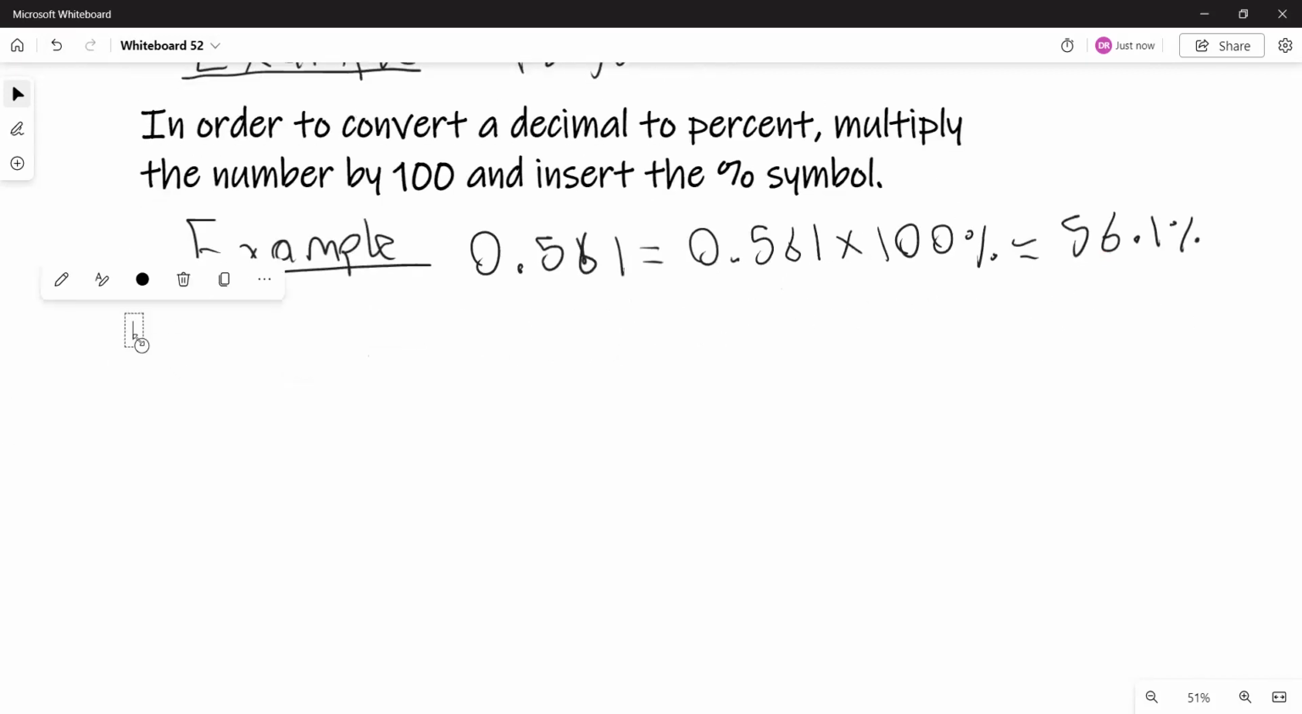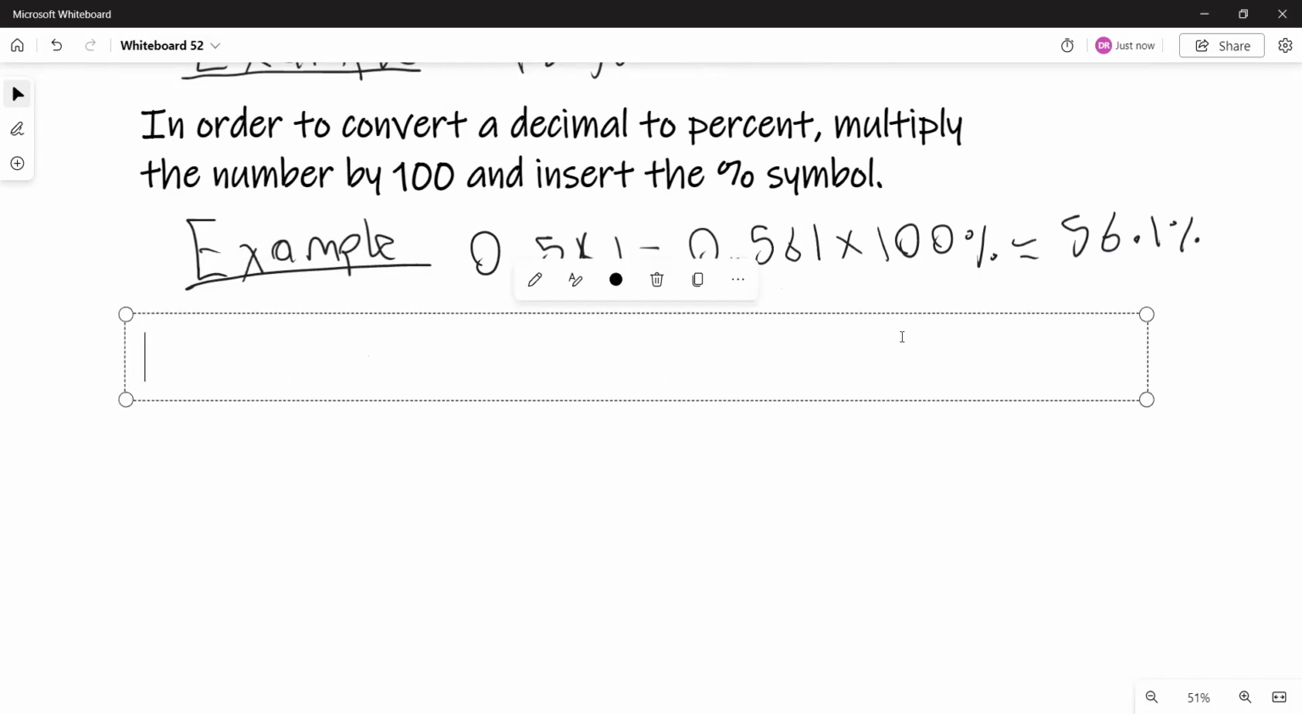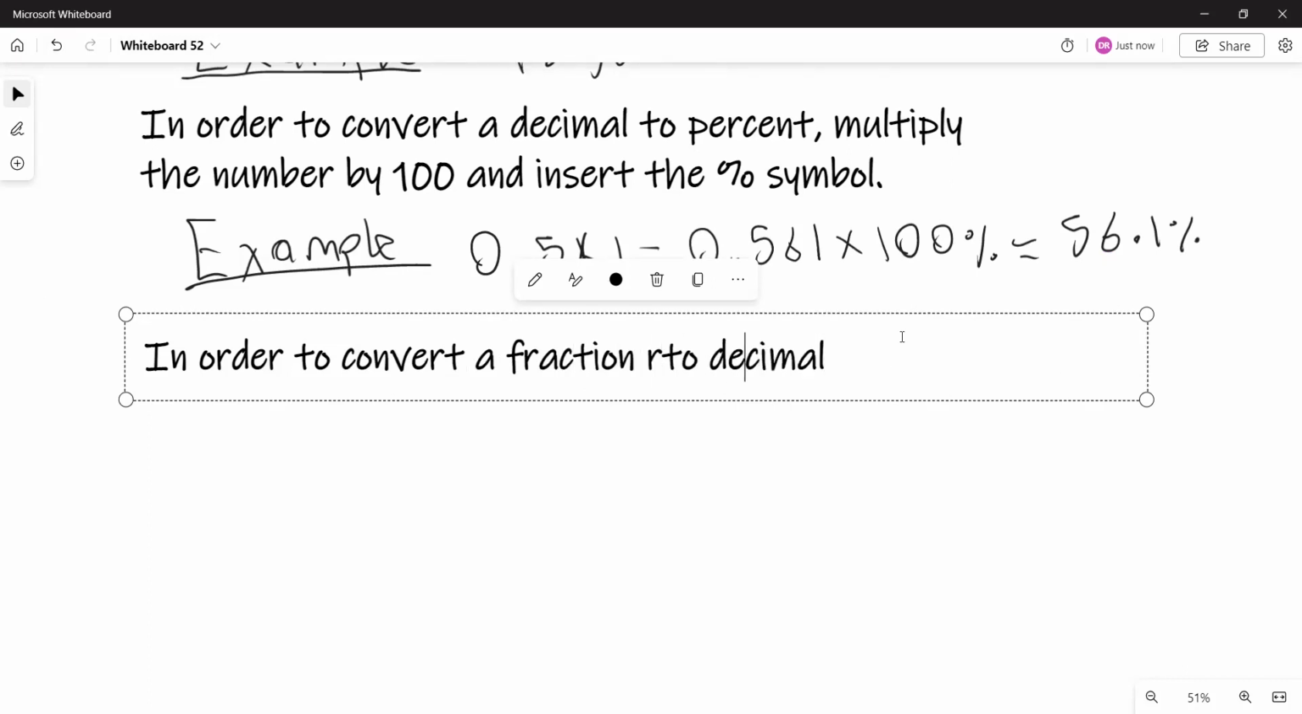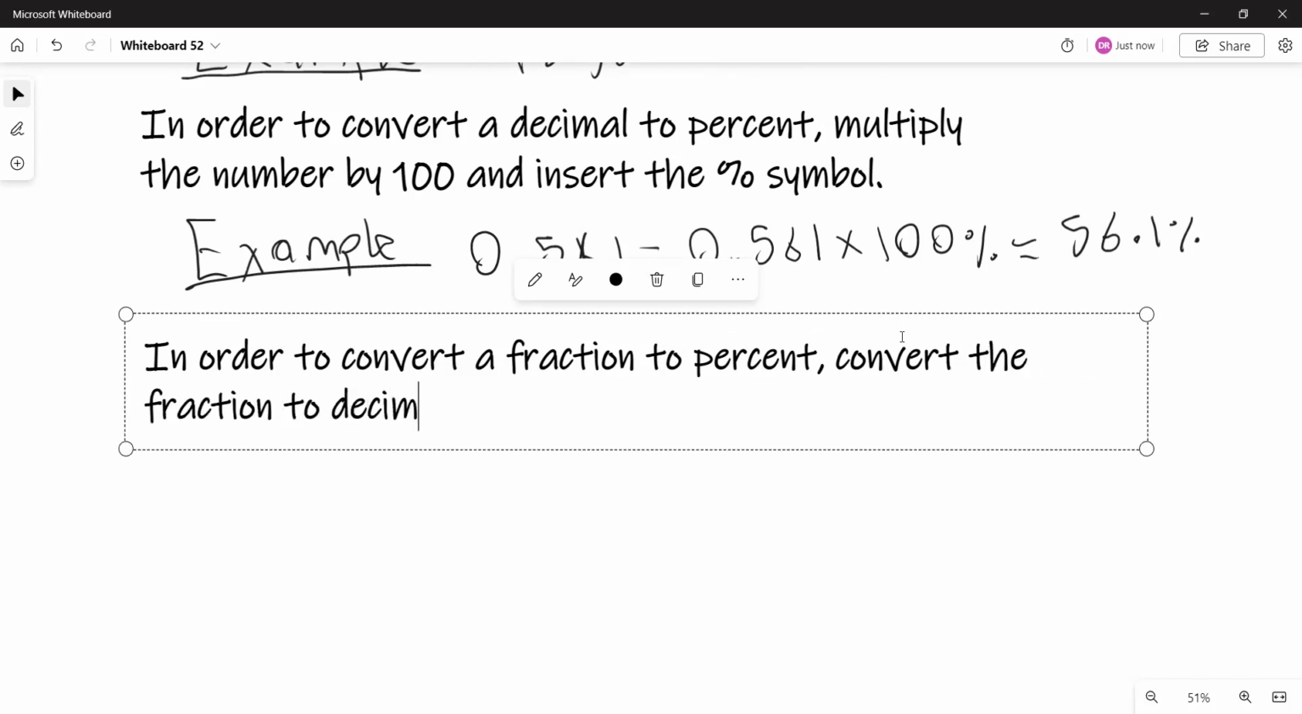And finally, you want to convert a fraction to a percent. We did fraction to decimal. In order to convert a fraction to a percent, you are going to convert the fraction to a decimal, and then convert the decimal to a percent.